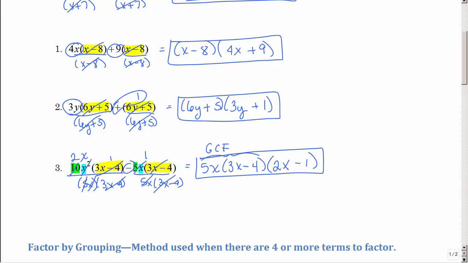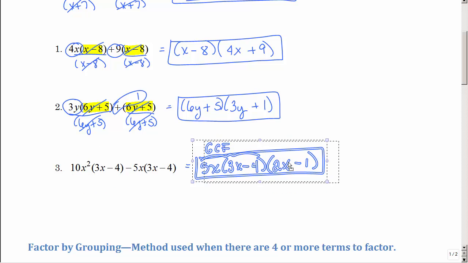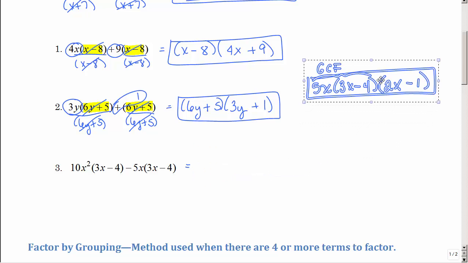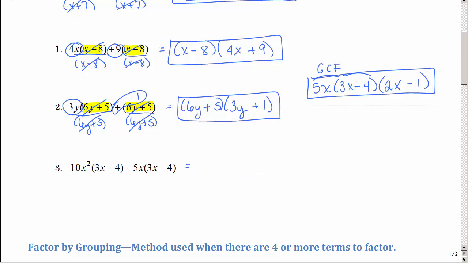Now let's say you didn't see beyond the 3x minus 4. Could we have worked that problem a different way? Yes. So I'm just going to move this answer over here and say, what if you didn't see more than the 3x minus 4? You just said, hey, they have a 3x minus 4 in common, and you did what you did on number 1 and 2. Let's see what would happen.